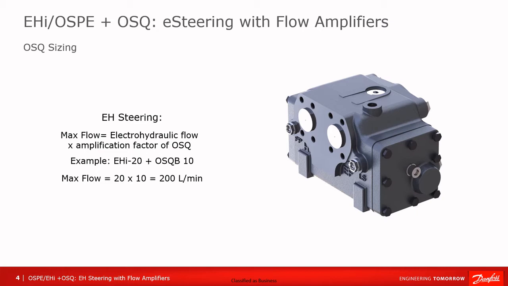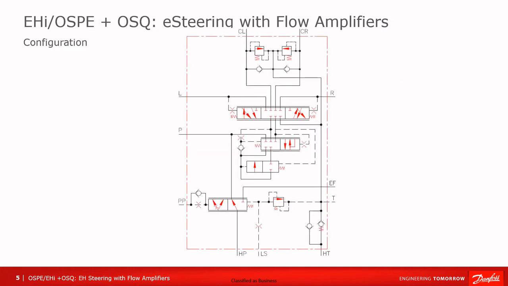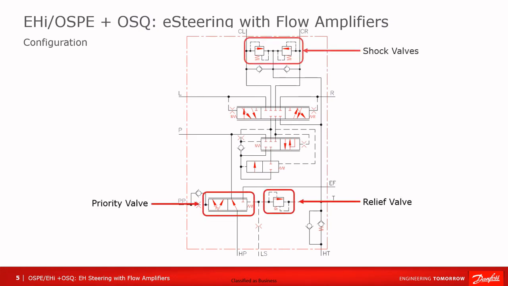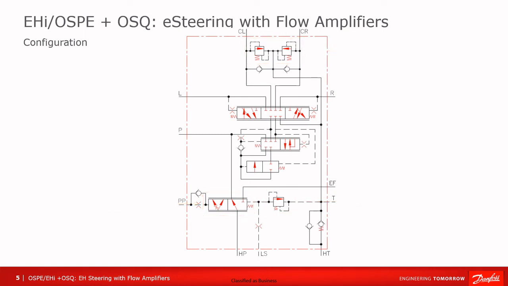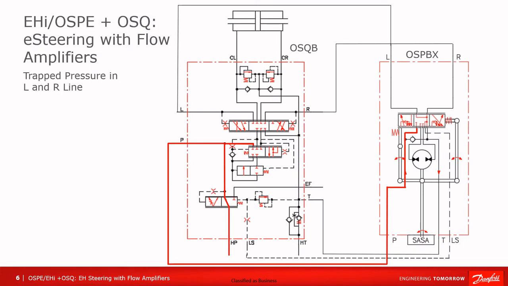This means that if we have an EHI with a 40 liter per minute EH spool, the amplification factor should not be over 10. When using OSQ, the priority valve, relief valve, and shock valves will be included in the OSQ. Sometimes the steering unit will be required to contain relief or shock valves. In this case, they can be set at maximum values. The amplification spool size is what determines the amplification factor of the OSQ. When using an OSQ, the OSPBX steering unit must be used.